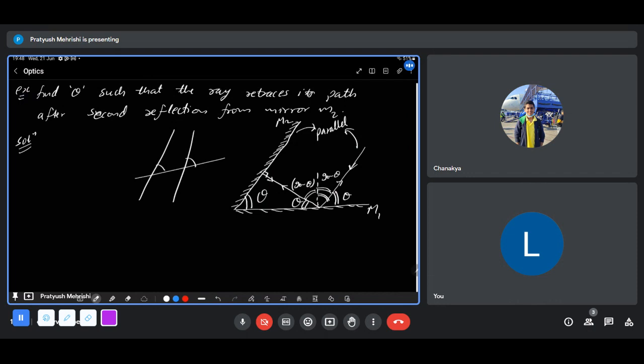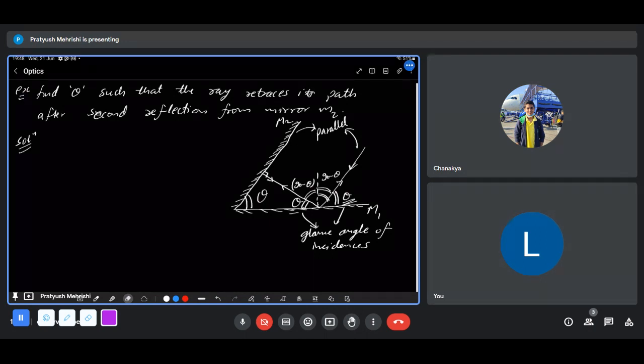Hence this angle will be what? Theta only. Got it? This angle will be theta. Also, we can see that this is the glancing angle of incidence. Both of these angles are what? Glancing angles of incidence. And we know that glancing angles of incidence are equal to each other. Okay? Got it now?